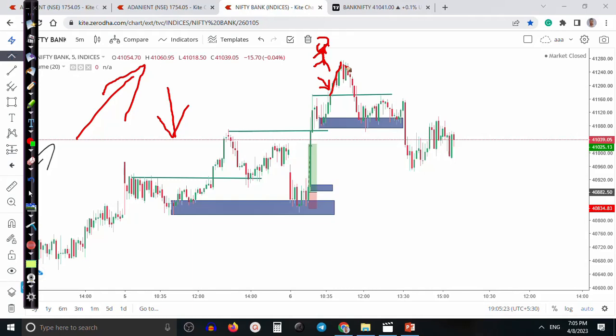So now you can see when rubber band men start running, it runs too fast. Even though this was a resistance line, now it's becoming a support. They are not respecting it. Does that make sense? And it breaks this resistance line, which is now just a supporting line, and runs near the demand zone. All right. So this is the demand zone.